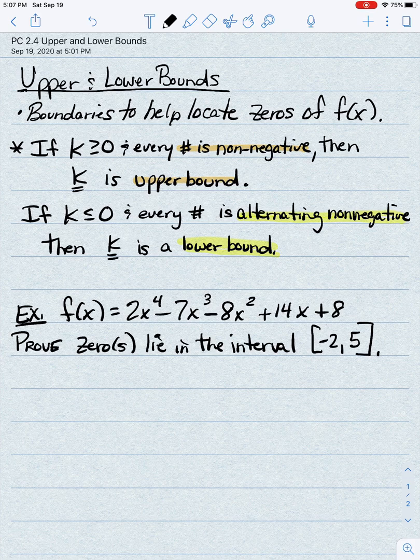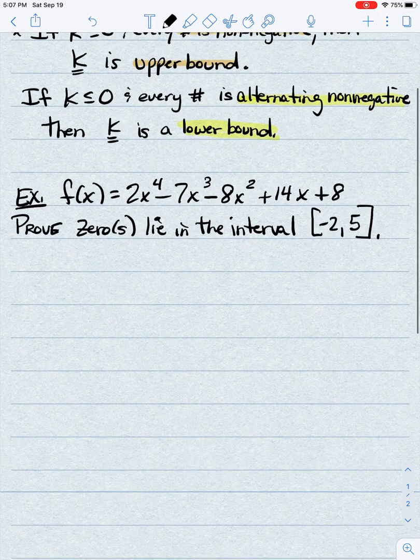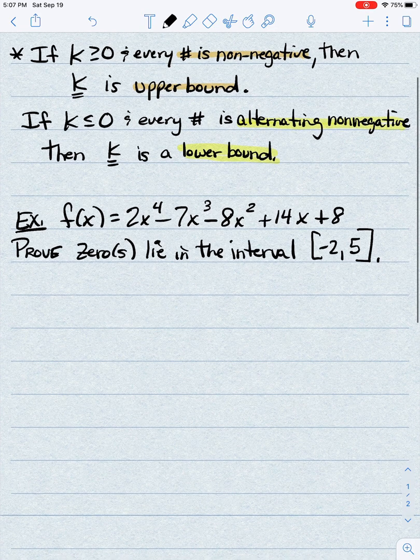Okay, so in other words, I'm saying to you that I have a potential lower bound at -2. I have a potential upper bound at 5, which then will mean that all the zeros for this f of x have to lie between those two values, the upper bound and the lower bound. Okay, so let's take a look at this. So we're looking to see about the signs of our quotient.